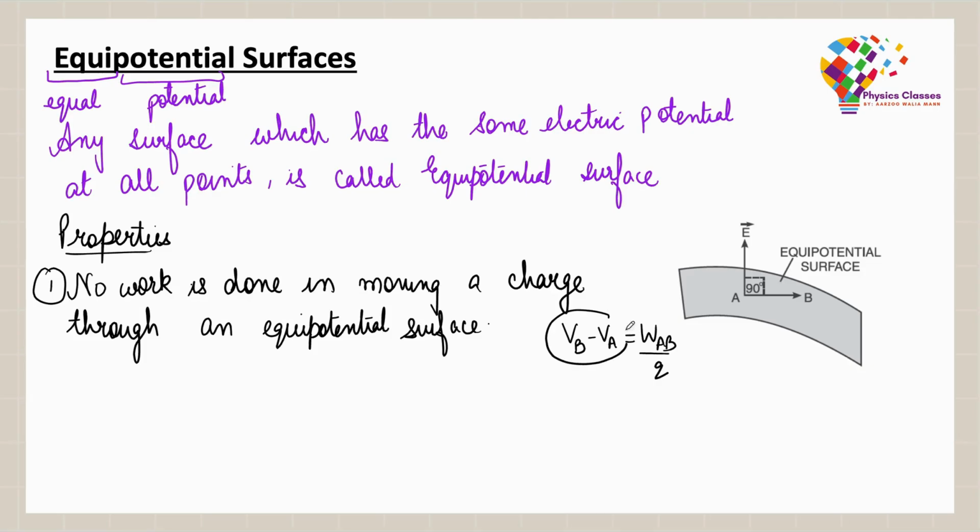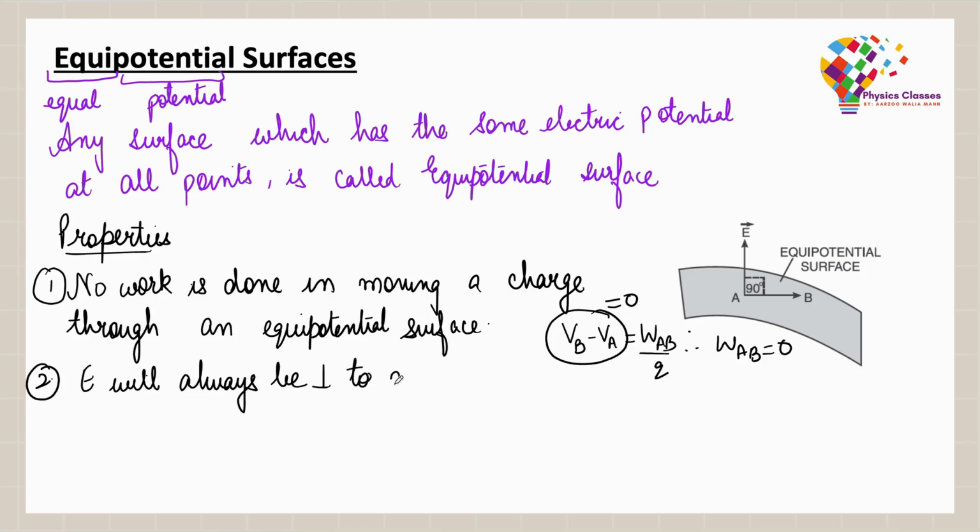Now since VB minus VA is 0, since it's an equipotential surface, there's no potential difference, therefore the work done in going from A to B will also be 0. Now the second property simply tells us that your electric field will always be perpendicular to an equipotential surface.